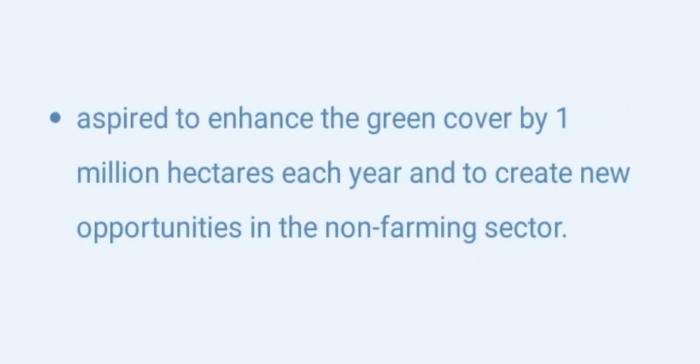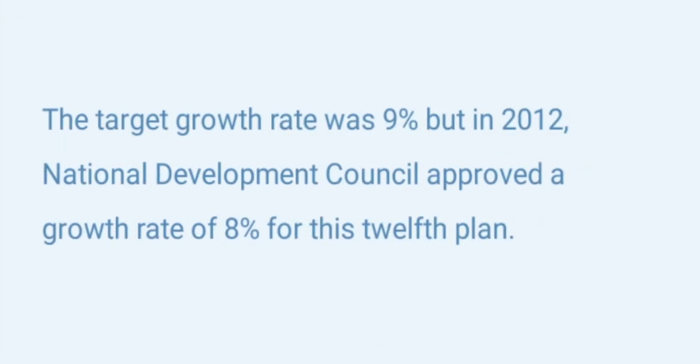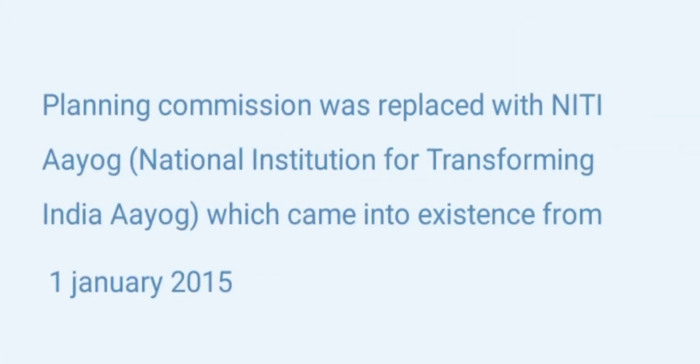Aspired to enhance the green cover by 1 million hectares each year and to create new opportunities in non-farming sectors. The target growth rate was 9%, but in 2012, the National Development Council approved a growth rate of 8% for this 12th plan. Planning Commission was replaced with Niti Aayog, National Institution for Transforming India Aayog, which came into existence from 1st January 2015.